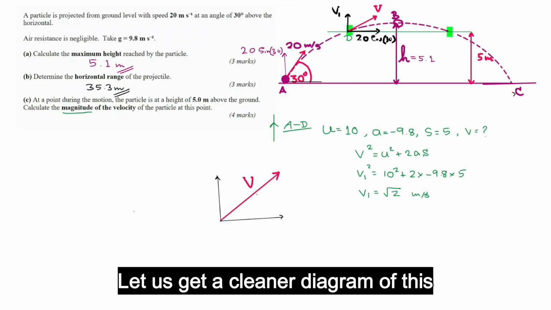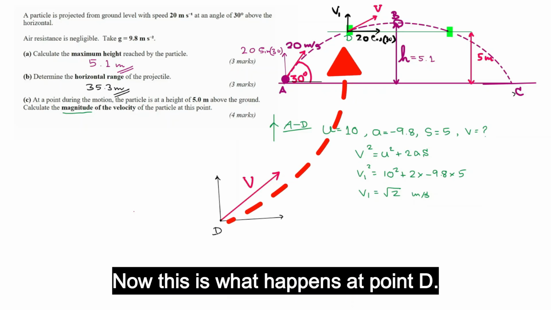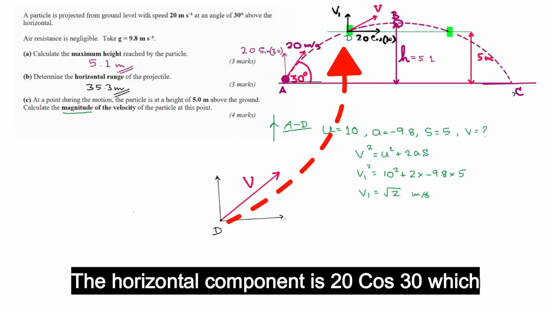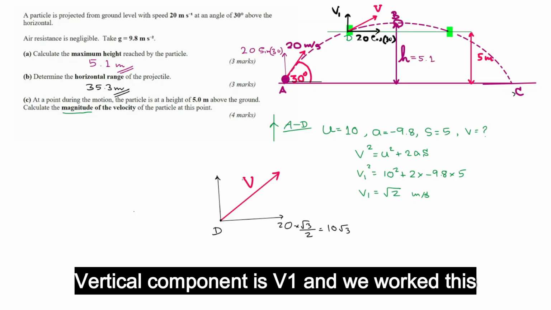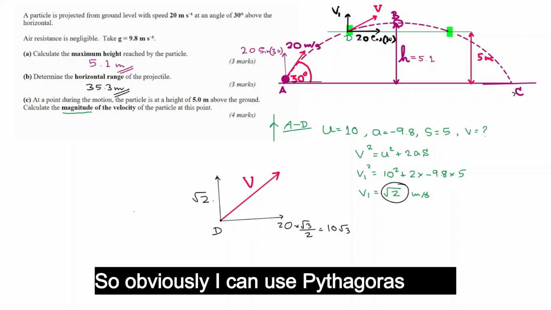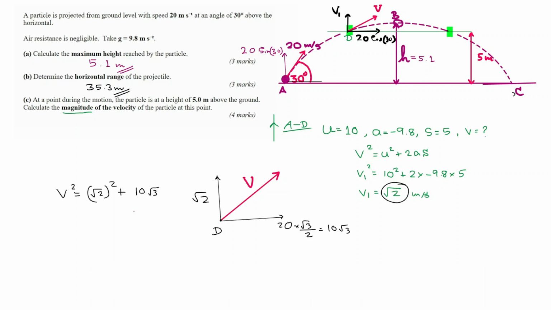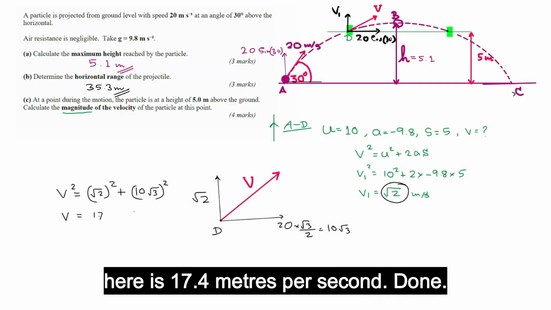Let's get a cleaner diagram of this situation here. Now this is what happens at point D. The horizontal component is 20 cos 30, which is 10 root 3. Vertical component is V1, and we work this out as root 2. So obviously I can use Pythagoras here. So I get the magnitude of V, and the answer here is 17.4 meters per second. Done.